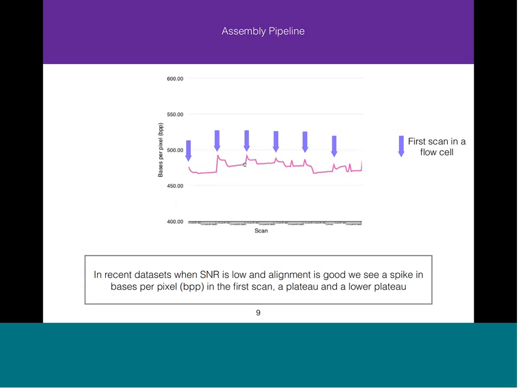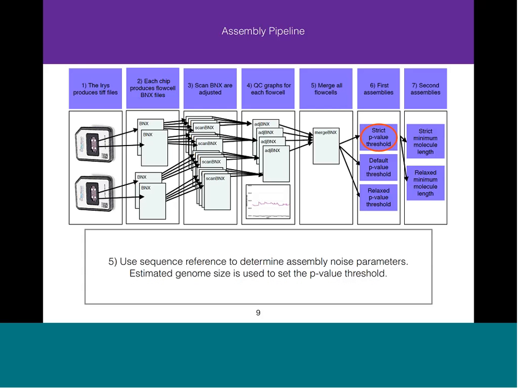So then the next stage in the pipeline is to merge our adjusted Bnx files into a single file. And we take that single file and then we align that again back to the reference genome. This time what we're calculating is noise parameters. We then feed those noise parameters to the assembly pipeline. And we take the user-defined estimated genome size for that organism, so in this case 200 megabases for Tribolium, and we use that to calculate a default p-value threshold.